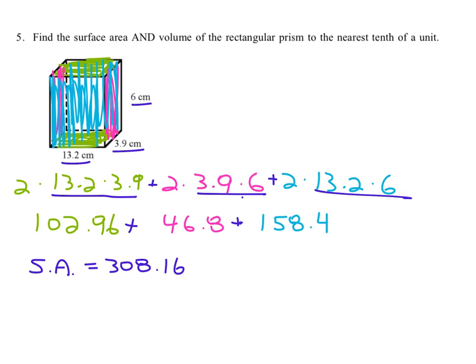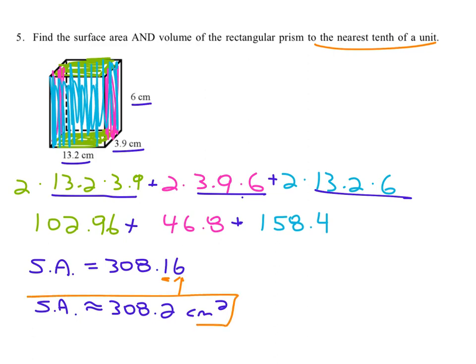And notice what it says at the top, round it to the nearest tenth of a unit. So that's in the tenths place. And is the digit after it five or higher? It is. So we round the one up to a two before dropping all of the other digits. So we got surface area is approximately equal to 308.2, and the units are centimeters, so centimeters squared. That is our surface area.